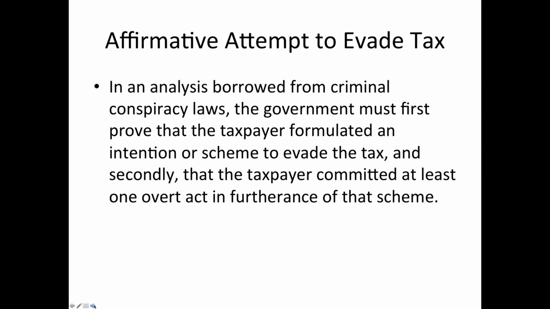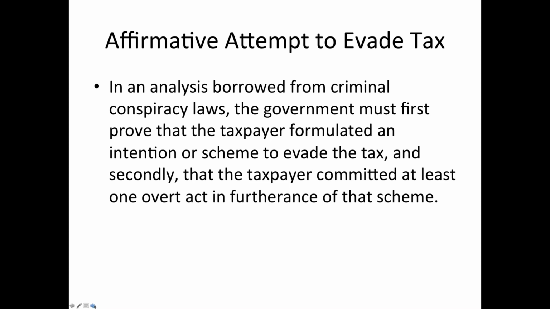Affirmative attempt to evade tax. In an analysis borrowed from criminal conspiracy laws, the government first has to prove that the taxpayer formulated an intention or scheme to evade the tax, and second, that the taxpayer committed at least one overt act in furtherance of that scheme. Now, because we are dealing with elements of a federal tax offense, every word has significant meaning here.